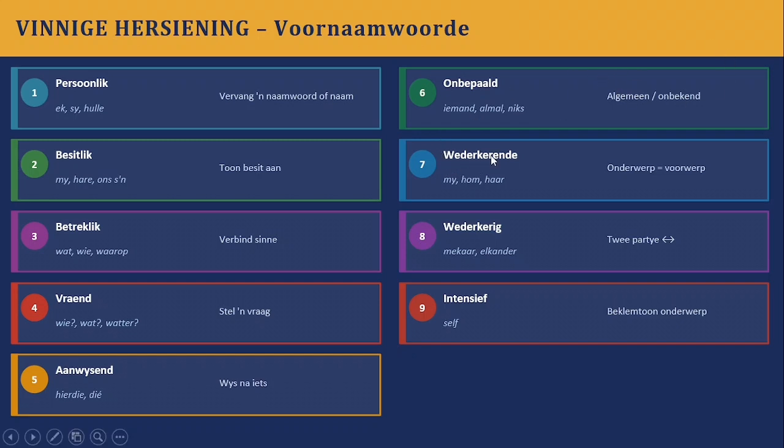And then wederkerend, remember the two D's. Ek het my arm gebrand. Okay. Wederkerig, mekaar. Okay. Hulle het mekaar gehelp met hulle koekbak. I don't know. Then intensief, self. It must have the word self. So ek het self die boek gelees, something like that. So your keyword there is self.